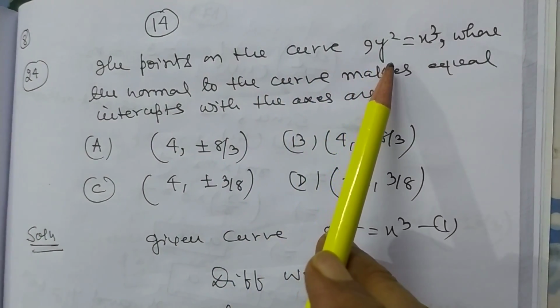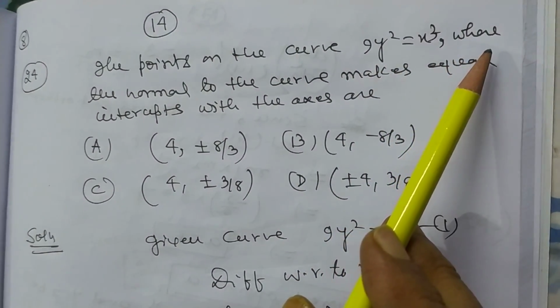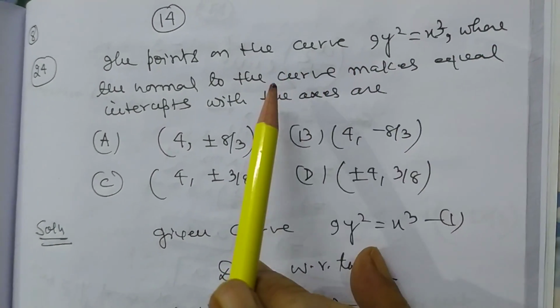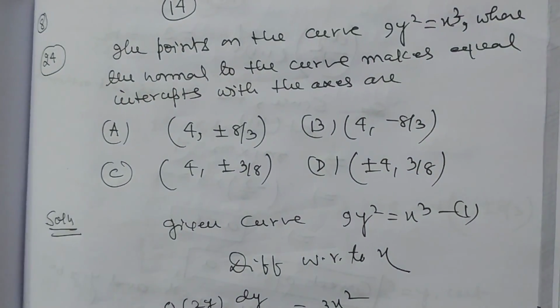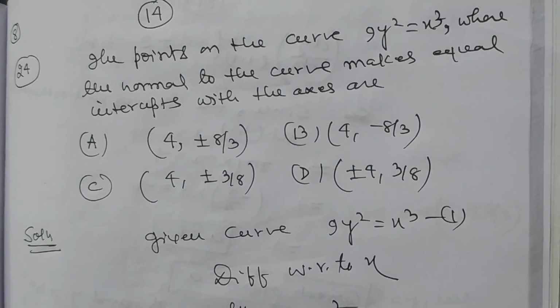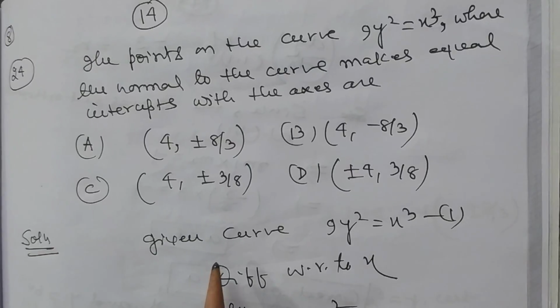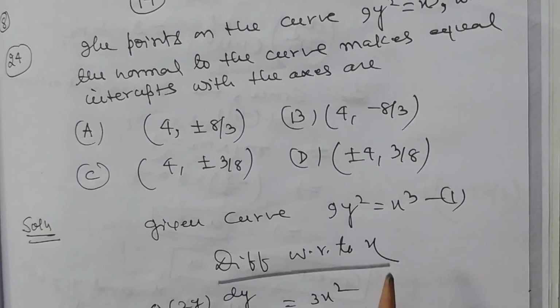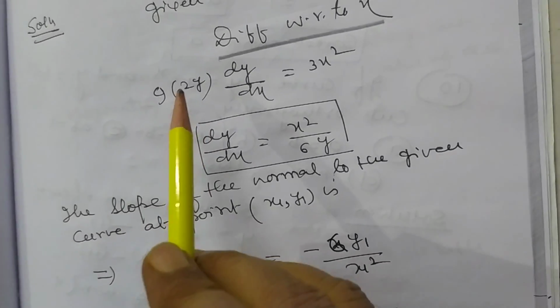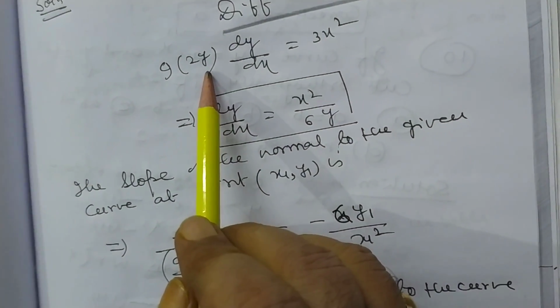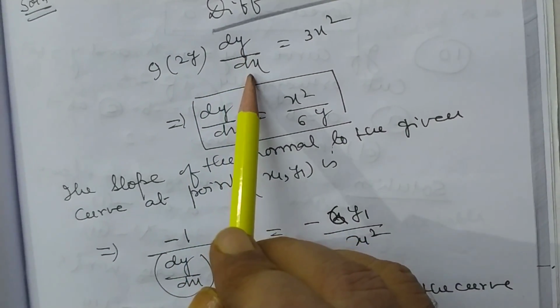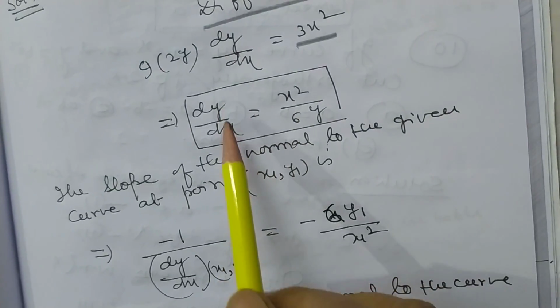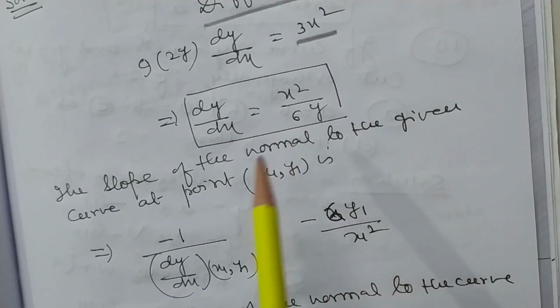The point on the curve 9y square is equal to x cube, where the normal to the curve makes equal intercepts with the axes, are these options. Given curve 9y square is equal to x cube. Differentiating with respect to x, we have 9 into 2y dy by dx is equal to 3x square. Dy by dx is equal to x square by 6y.